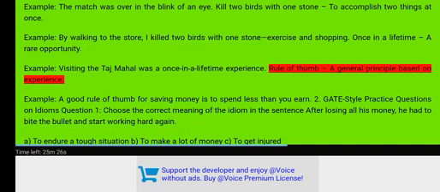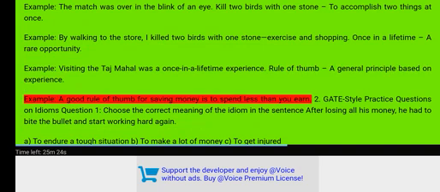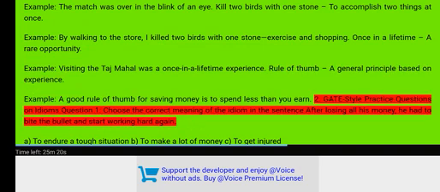Rule of thumb, a general principle based on experience. Example, a good rule of thumb for saving money is to spend less than you earn. 2. Gate-style practice questions on idioms. Question 1. Choose the correct meaning of the idiom in the sentence. After losing all his money, he had to bite the bullet and start working hard again.